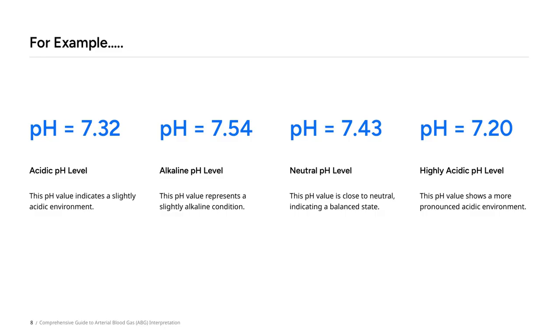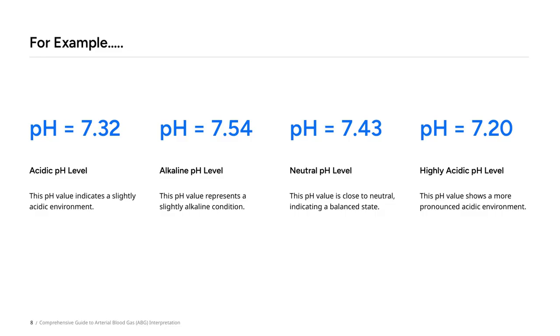Then there's a slightly alkaline pH, measured at 7.54. This suggests the blood is a bit more alkaline than normal, which could point to conditions like alkalosis. Again, understanding these subtle shifts helps us assess the overall acid-base status of our patient.